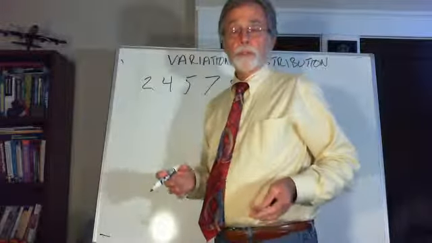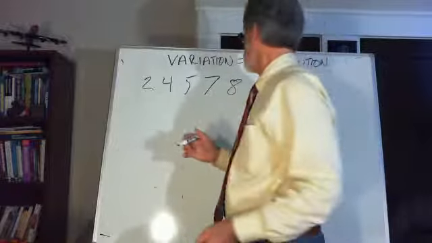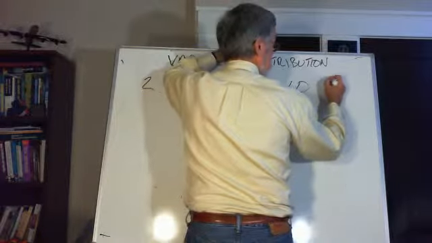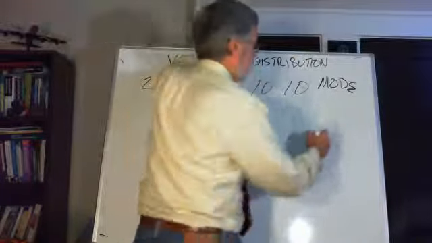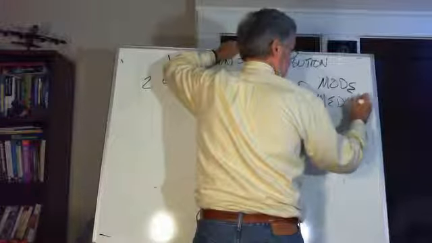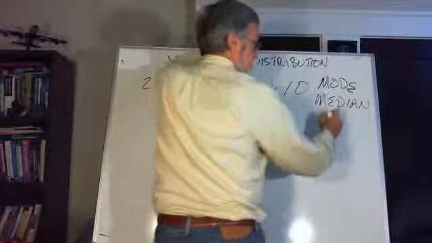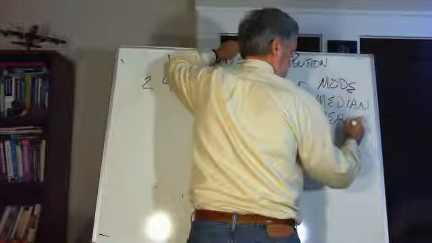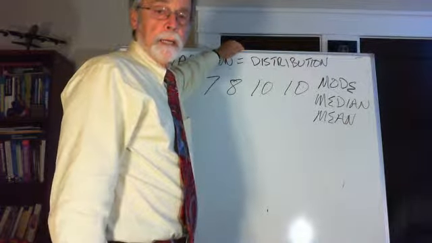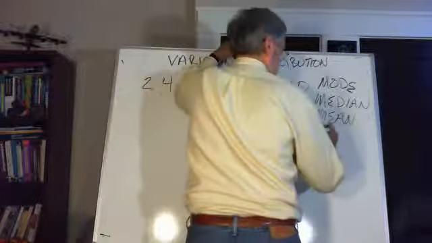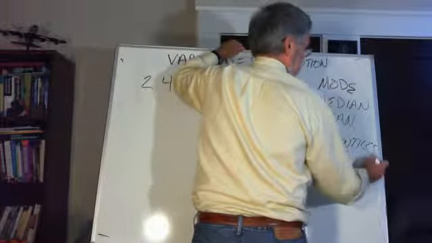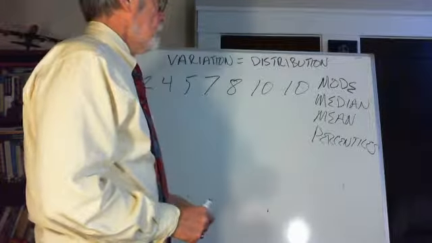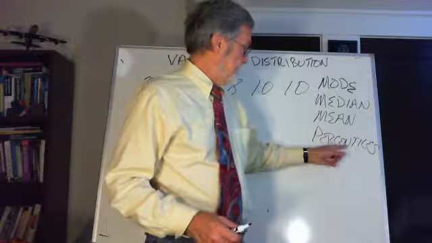There are some measures of central tendency that are of interest to us today. One is the mode, and one is the median, and one is the mean. And we're also going to look at percentiles.